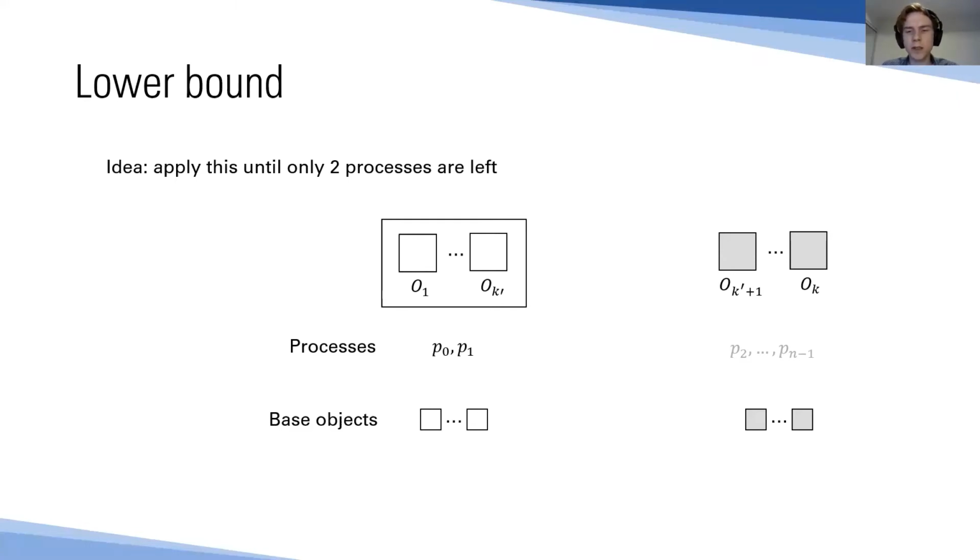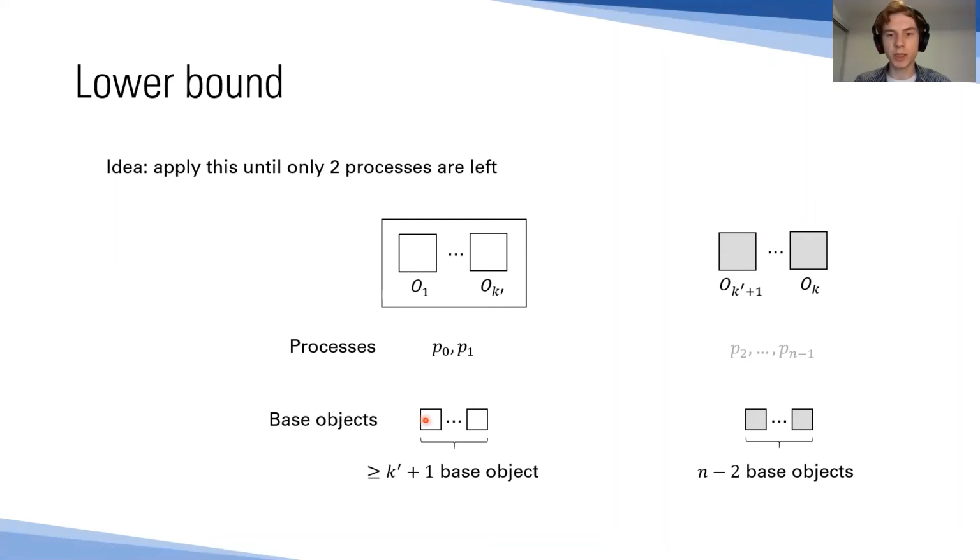So it's not hard to see that we need at least K prime base objects to implement this scannable binary object. If we had fewer base objects, then there wouldn't be enough space to represent all of the possible values of the object. In the paper, we improve on this slightly, and we show that the implementation must use at least K prime plus 1 base objects. So these base objects plus the n-2 base objects that we discarded gives us a lower bound on the original K component implementation.